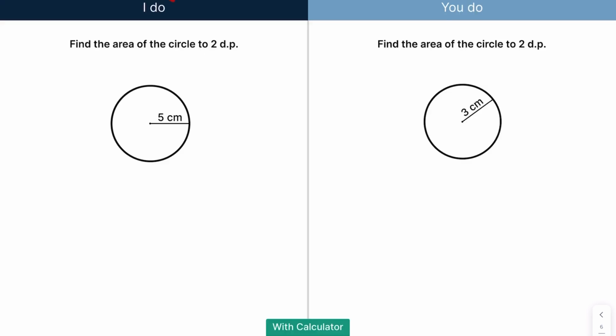So the way my videos work, I'm going to do the example on the left, which is I do. You are then going to press pause and have a go at the example on the right, which is you do. So here we've been asked to find the area of a circle.